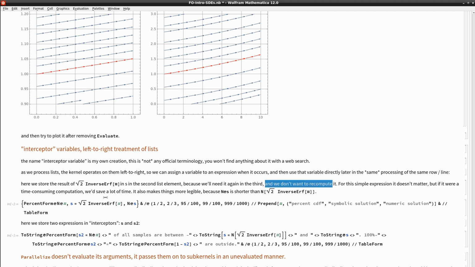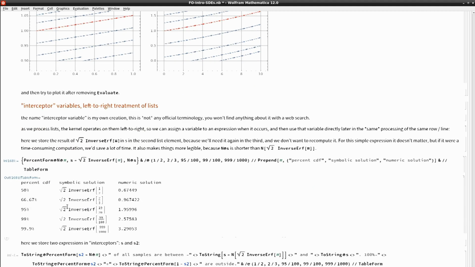Now in this case, it doesn't really matter because it's such a simple expression, such a simple computation and evaluation. So for this one, it doesn't matter. But if it were a time-consuming computation or also a memory-consuming computation, we'd save a lot of time by assigning it to another symbol first before we use it. And we are really using it here when we are displaying the numeric value of it. It also makes your code more legible. It makes it shorter because N of S is shorter than N of this expression.